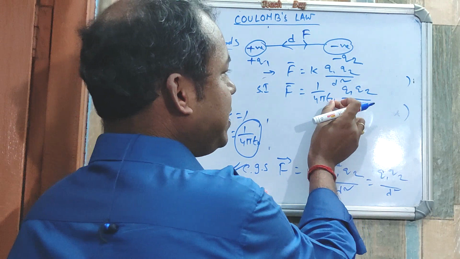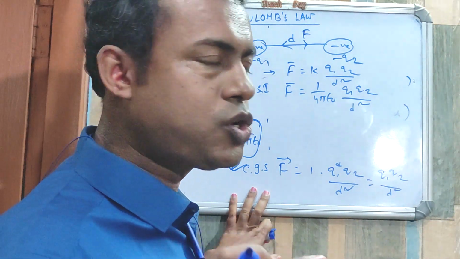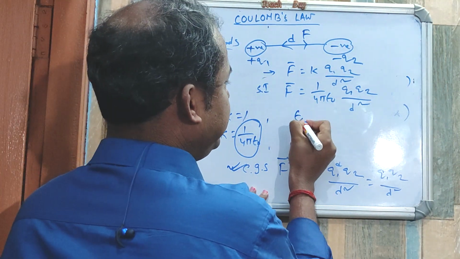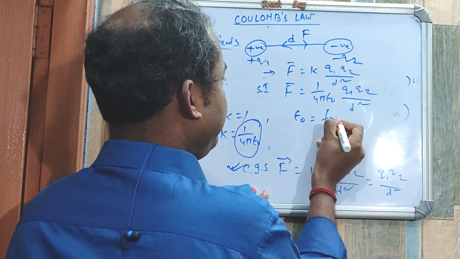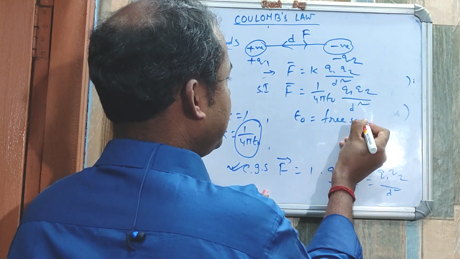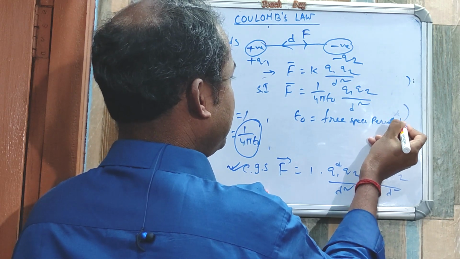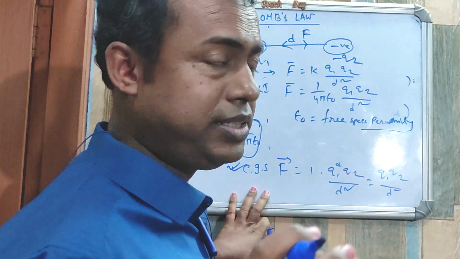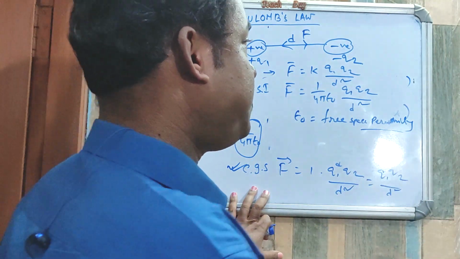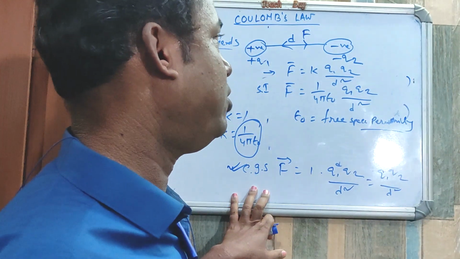So now what is epsilon 0? Epsilon 0 is called the free space permittivity. Okay, just remember this: epsilon 0 is called the free space permittivity. We will describe details about it.